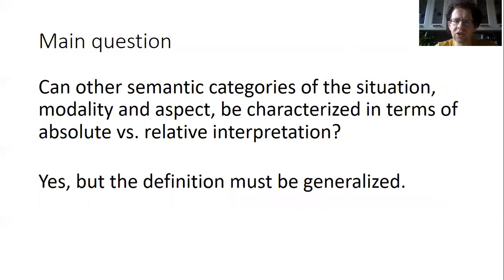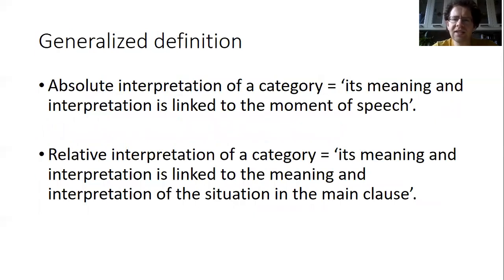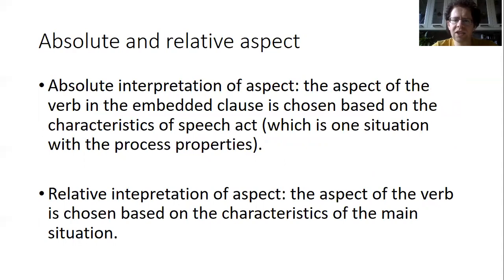So the main question of this research is: can other semantic categories relevant for the situation, mainly mood and aspect, be characterized in terms of the absolute versus relative interpretation? Can we speak of relative and absolute interpretations of aspect and mood? The answer is yes, but the definition of absolute versus relative interpretation must be generalized. The generalized definition will not include any mention of tense. It will simply say that in the absolute interpretation, the category is linked to the moment of speech, and in the relative interpretation, the meaning of the category is linked to the meaning of the situation in the main clause.